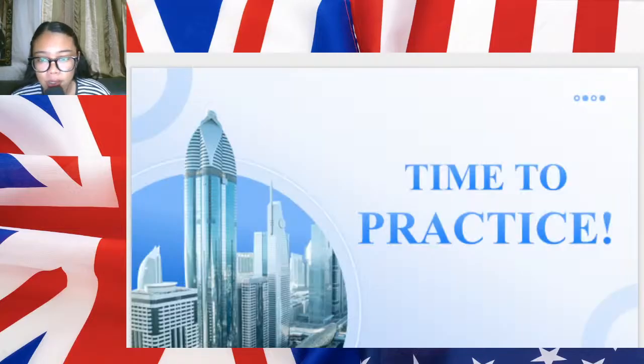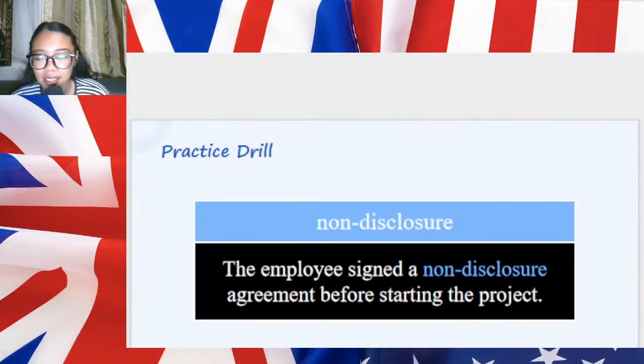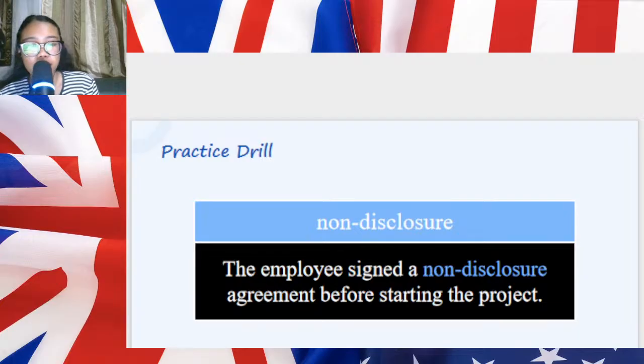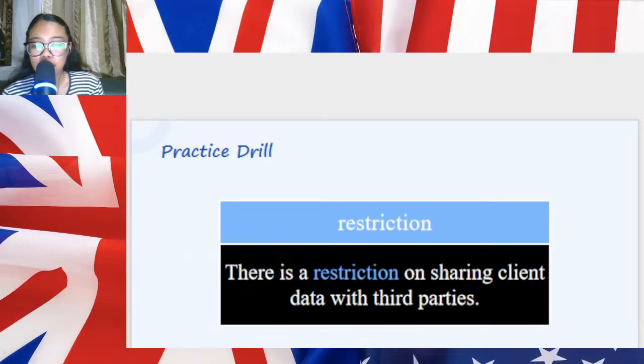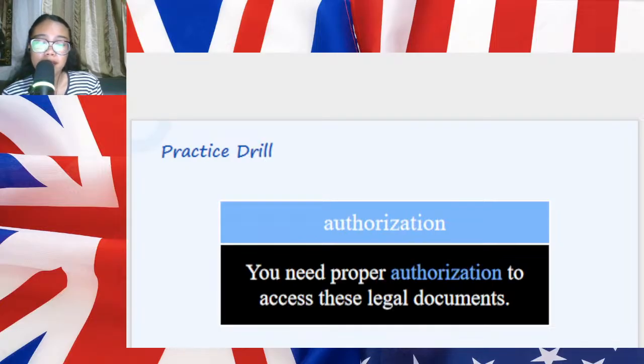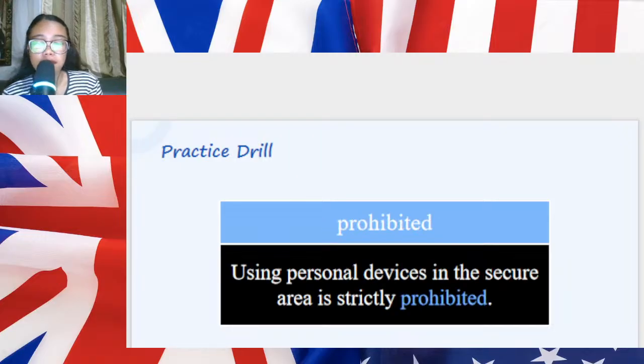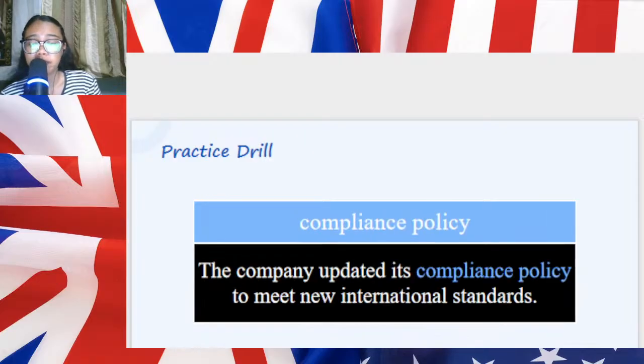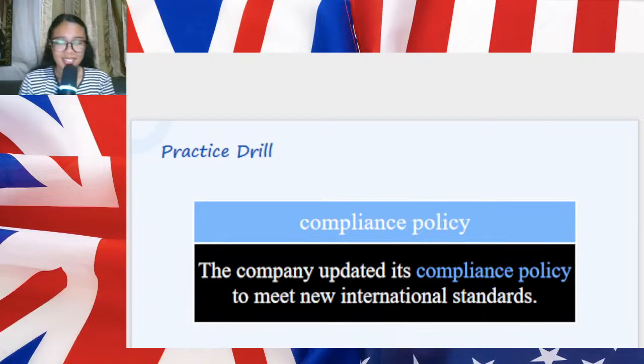Let's, of course, do some practice drills. Okay, let's get started with non-disclosure. The employee signed a non-disclosure agreement before starting the project. Restriction. There is a restriction on sharing client data with third parties. Authorization. You need proper authorization to access these legal documents. Prohibited. Using personal devices in the secure area is strictly prohibited. And lastly, compliance policy. The company updated its compliance policy to meet new international standards.